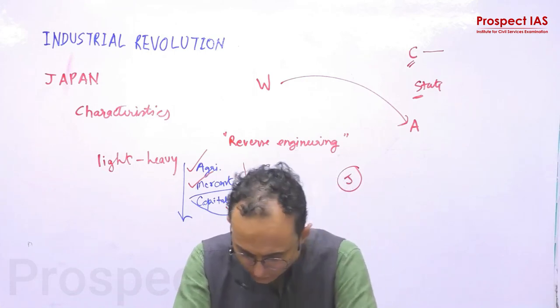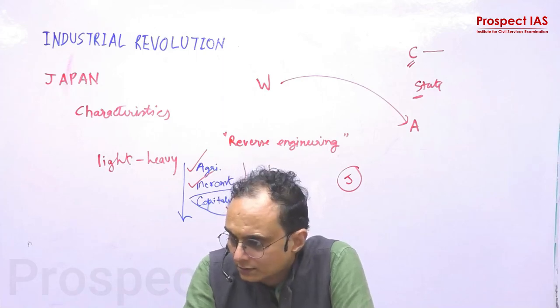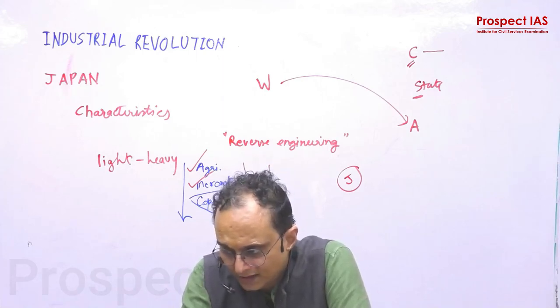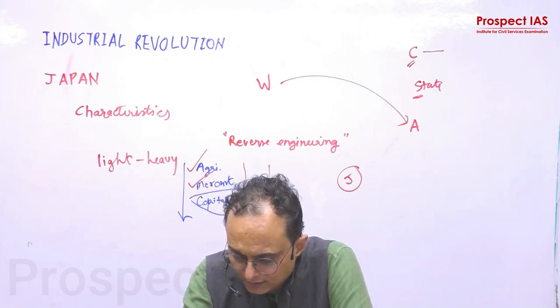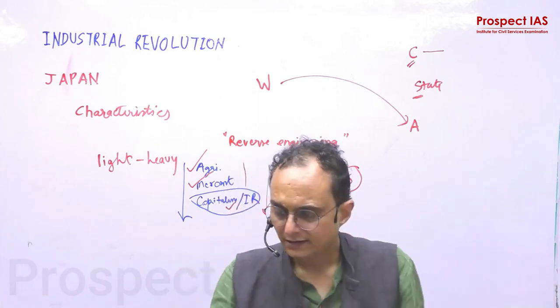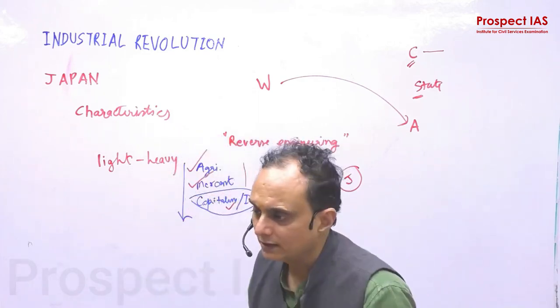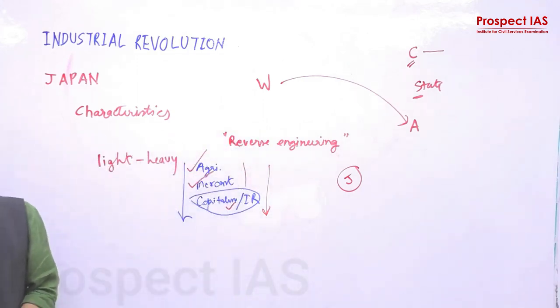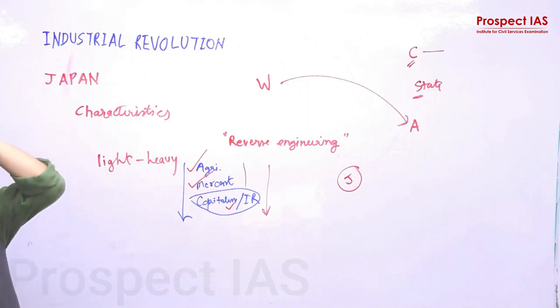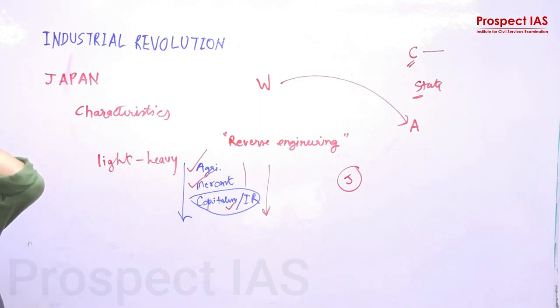अगला लिख लो. Another salient feature of Japanese industrialization was its different ethical base. Ethics होता है ना, different ethical base. Number one, loyalty to the emperor.